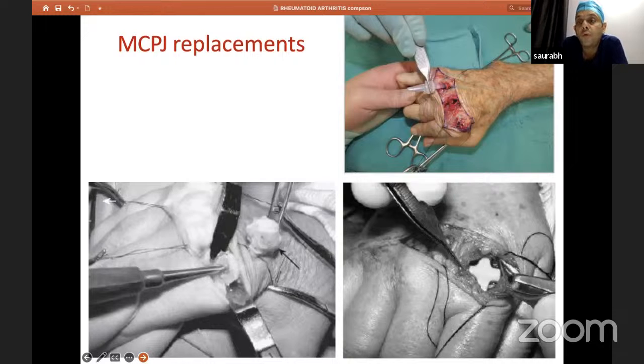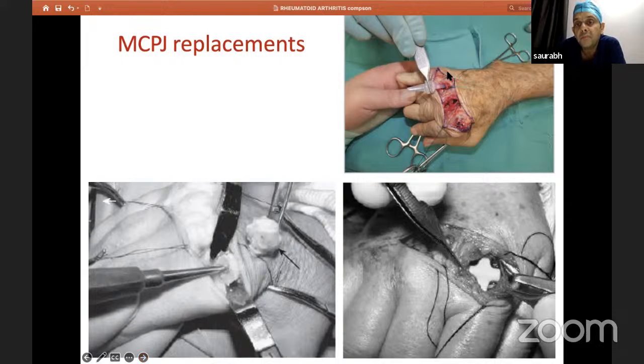So what can we offer for MCPs? MCP fusion is a very bad procedure because for all of us to be able to use our fingers, MCPs are the ones which move first, and they will flex or extend depending on the function we want from PIPs or DIPs. So MCP stability and function is very important. That's why fusion is not a good idea.